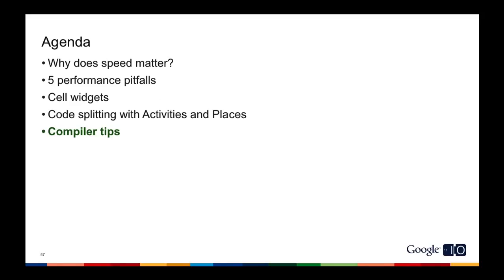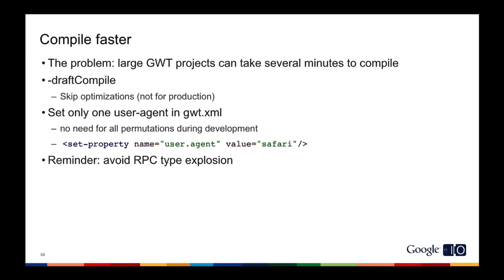Okay, lastly, let's look at some compiler tips. We hear quite often from people doing large projects that GWT projects can take several minutes to compile. Sometimes 10 or 20 minutes, and really large projects using a lot of permutations, even longer.